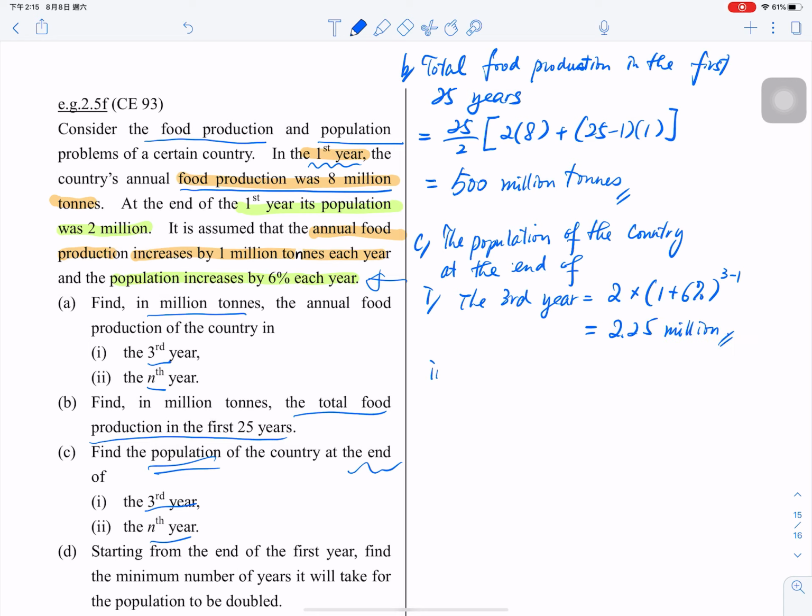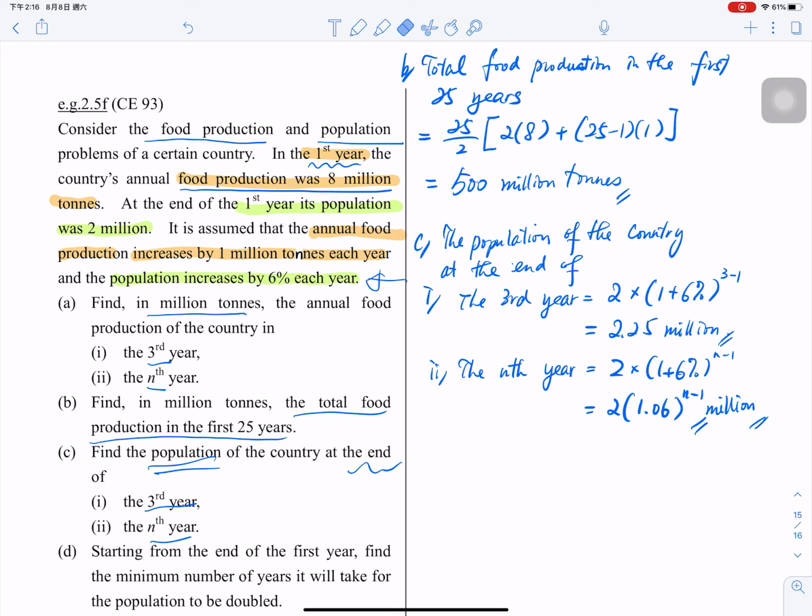Okay, how about the nth year? So 2 times 1 plus 6% and the n minus 1, right? So I write as this: 2 times 1.06 to the power n minus 1 million. Remember, this one is a million people, so you need to write down million. Part C, finish. Part D, have a look.